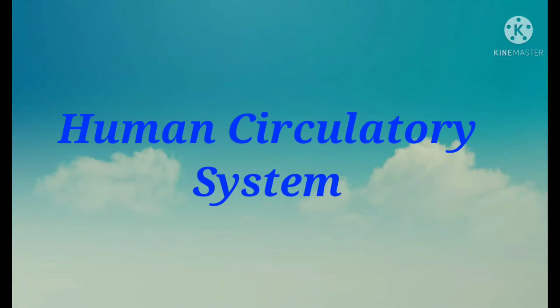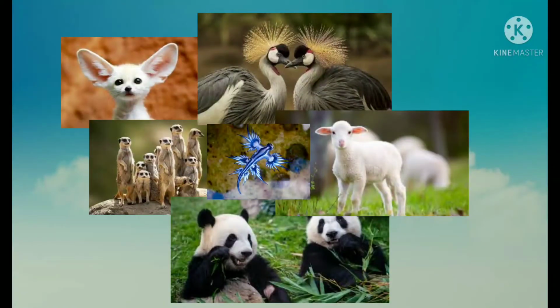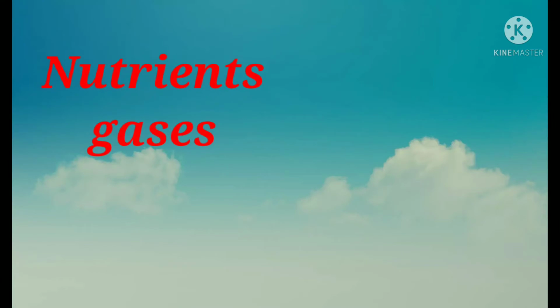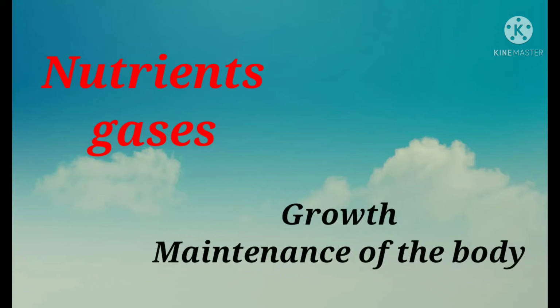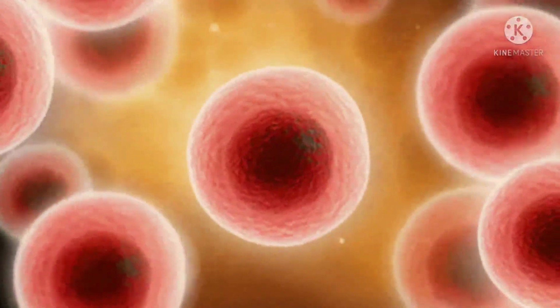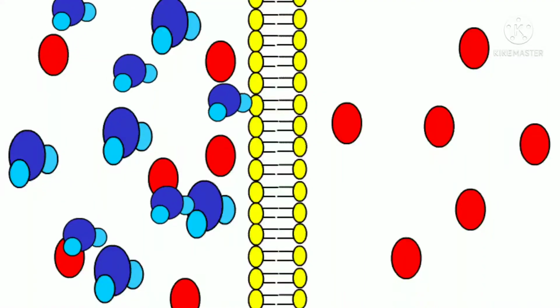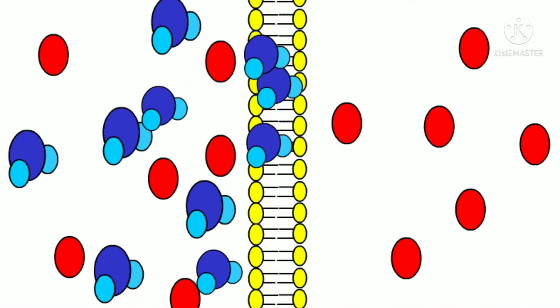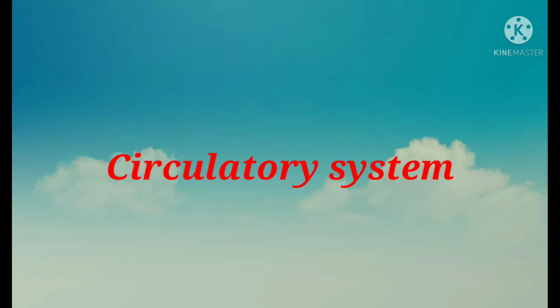Human circulatory system. All living organisms need nutrients, gases and liquids for their growth and maintenance of the body. We eat various substances, and our body cells need all these things. A specialized system reaches all nutrients, liquids and gases to each and every cell in our body. The system is the circulatory system.